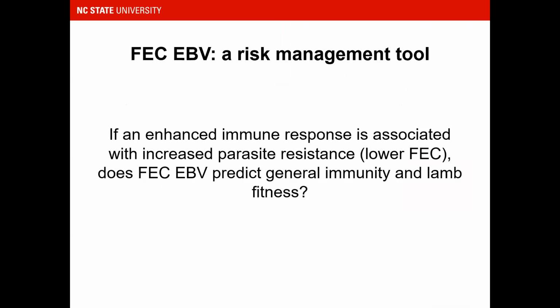But along with this, another question came to mind during the course of this project. If you remember back, we talked about the immune response and its association with parasite resistance or susceptibility. So if we have an enhanced immune response that's associated with increased parasite resistance, or that lower fecal egg count, then does the fecal egg count EBV predict general immunity and lamb fitness? So does selection for lower fecal egg count through the fecal egg count EBV enhance general immunity and improve lamb fitness to maybe more than just parasites, if we're improving the immune response?